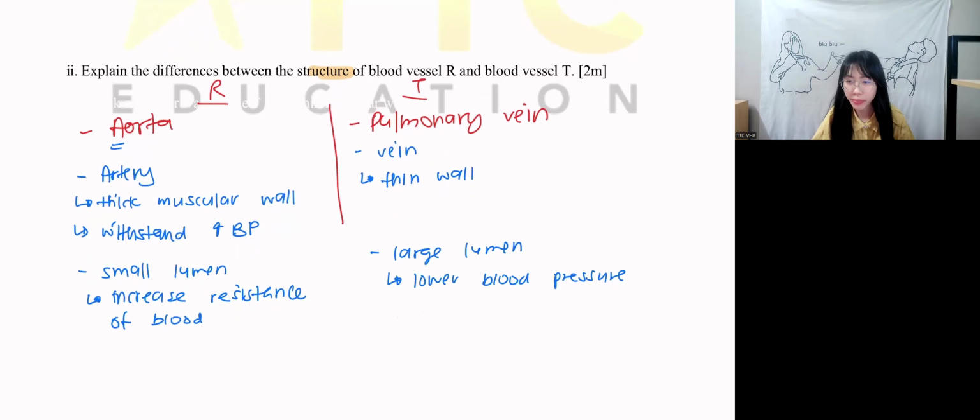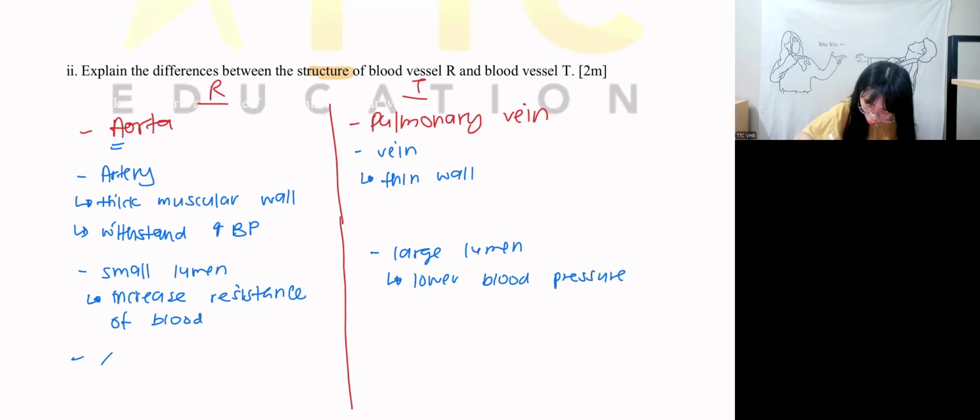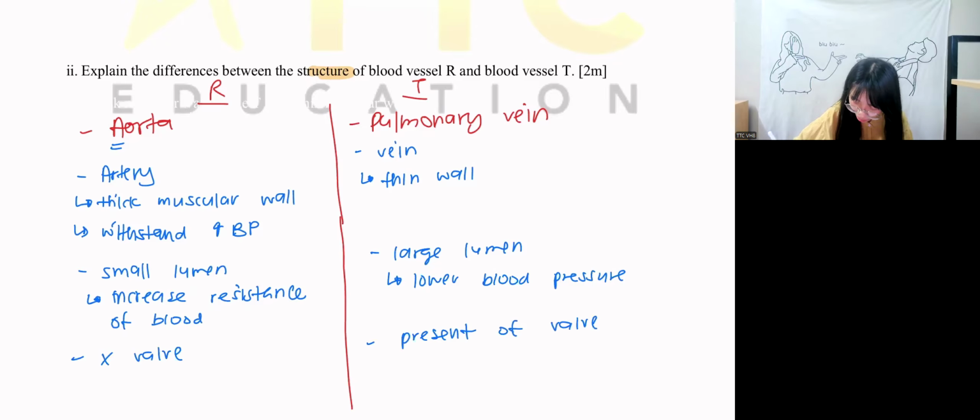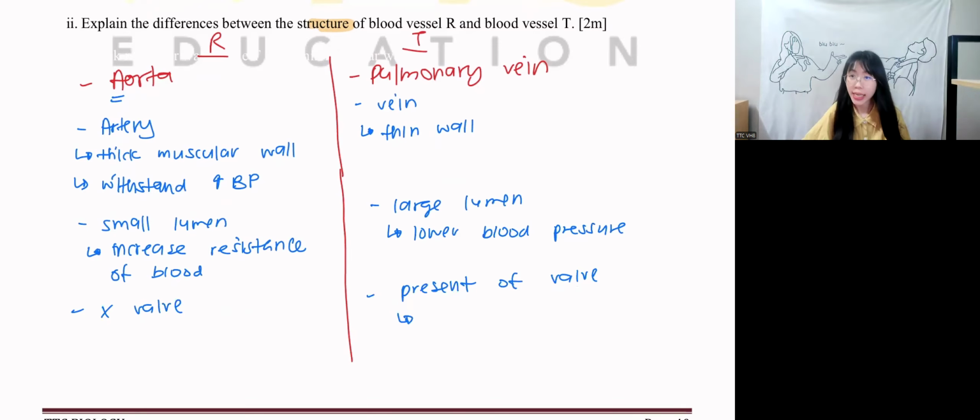Sino-atrial node is SAN. They have a valve in the vein. Over here, you can see that this one has no valve, and this one has the presence of valve. Okay, what is the function of valve? It is to prevent backflow of blood, or you can say to allow blood to move in one direction. So this is the difference.